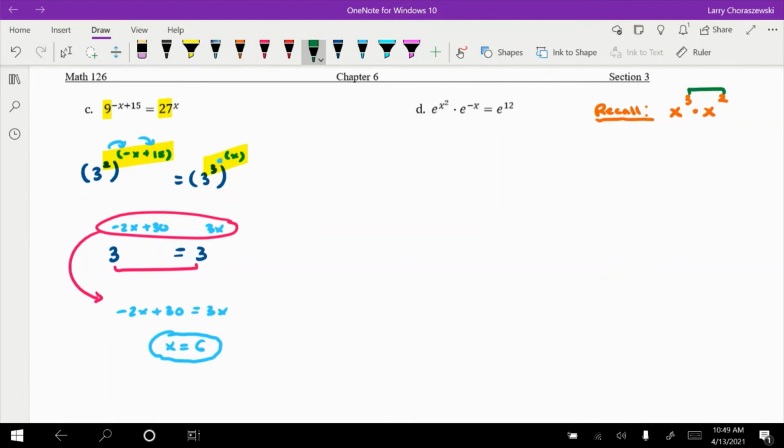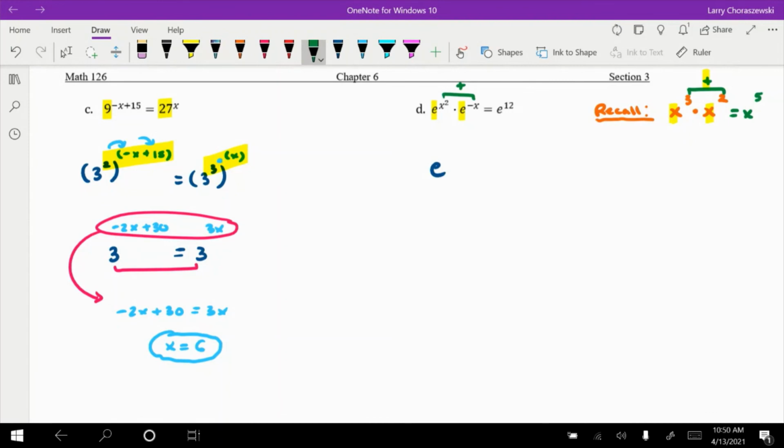Yep, you'd have to add them together. All right, and that would give us x to the 5th. So when we multiply exponential expressions with the same base, we end up adding the exponents. And you can probably see where I'm heading with this, with the equation in part D. We're multiplying two exponential expressions with the base e, and we can condense that to a single base e provided that we add the exponents together.